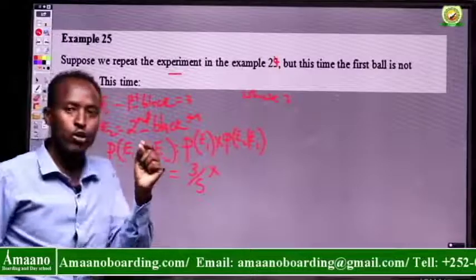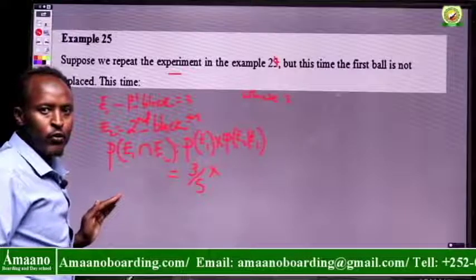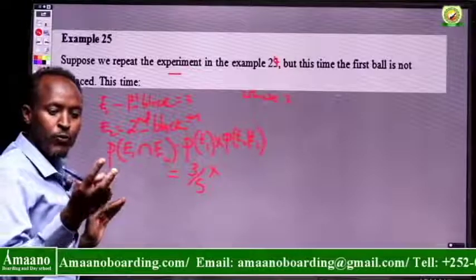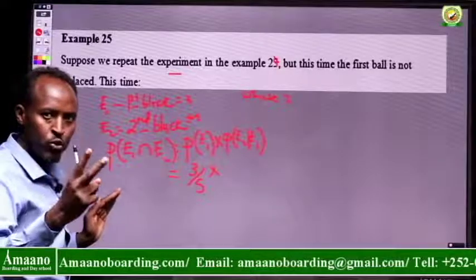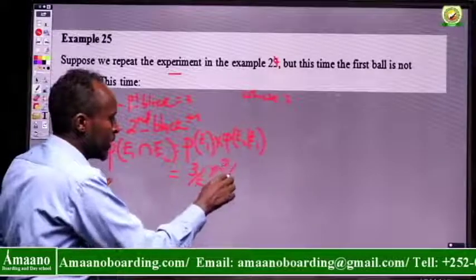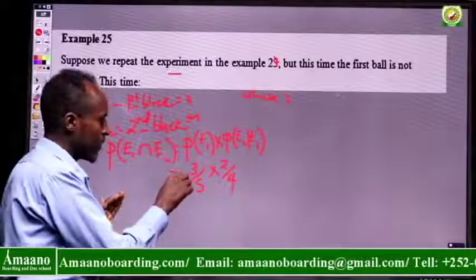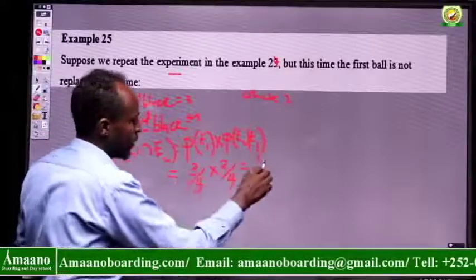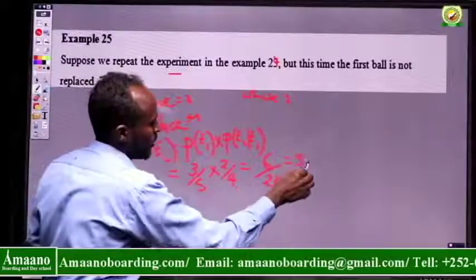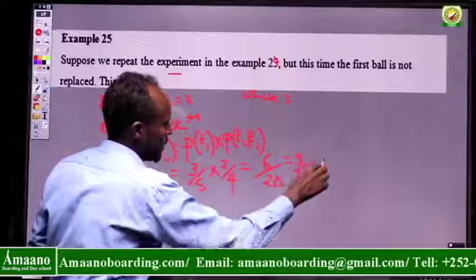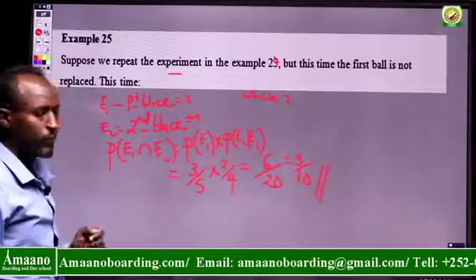That ball we are not going to replace; we'll put it outside the box. If we had 3 black balls earlier and we remove one, 2 black balls are left, and the total number of balls is 2 black and 2 white. Therefore, the probability of getting the second ball as black, given that the first one was black, is 2 over 4. If we multiply, we have 6 divided by 20. Simplifying by dividing by 2, it is 3 over 10. These are dependent events, with no replacement.